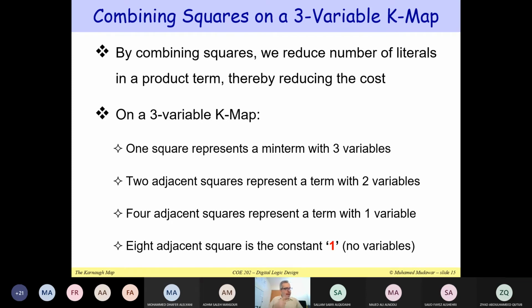And if you combine all 8 adjacent squares, and they are all ones, then the function will be the constant equal to 1. It does not depend on any variable. There will be no variables. It will be just the function f equal to 1 if all the minterms are ones.